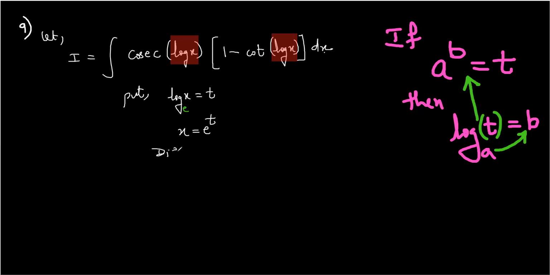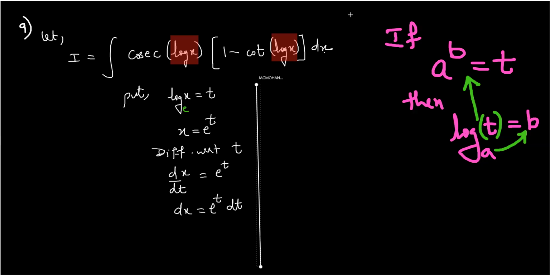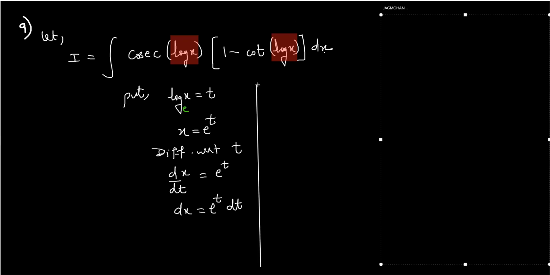Now I write, differentiating with respect to t. Even you could have differentiated with respect to x. That does not make much difference. So here we have d by dt of x. I'm differentiating with respect to t, and d by dt of e raised to t is e raised to t. Now I multiply dt here, so I have dx equals e raised to t into dt. Now I will write the new integral, and what will that be?